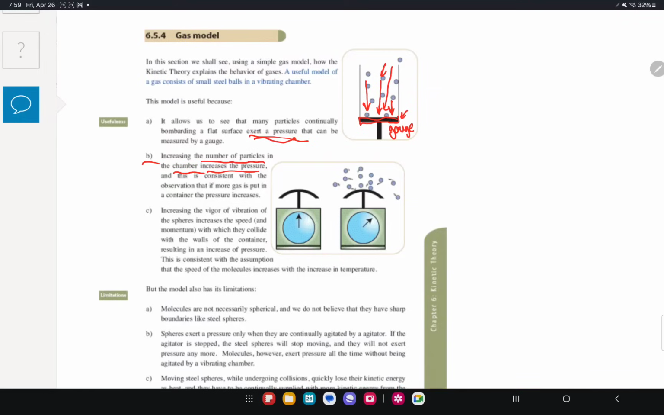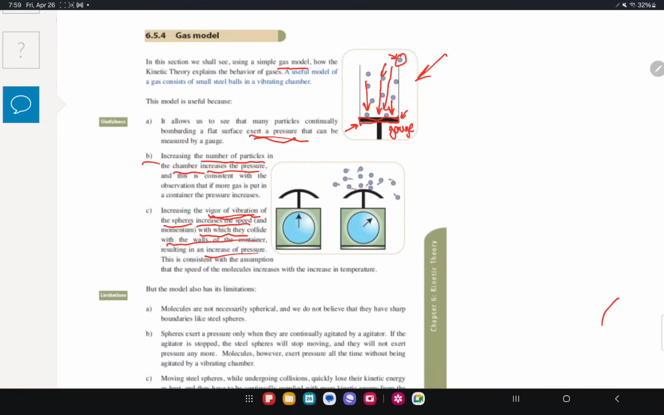Okay, why is this useful? Because it allows you to compare it with the gas. The whole point of this experiment is to see how a gas works. It's called a gas model. So instead of the gas molecules, they put these steel balls, and instead of the container of the gas, they put this surface here. Increasing the vigor of vibration of the spheres increases the speed at which they collide with the walls of the container, resulting in an increase of pressure. Just know if you increase the vibrations, then there's going to be more collisions, more pressure.